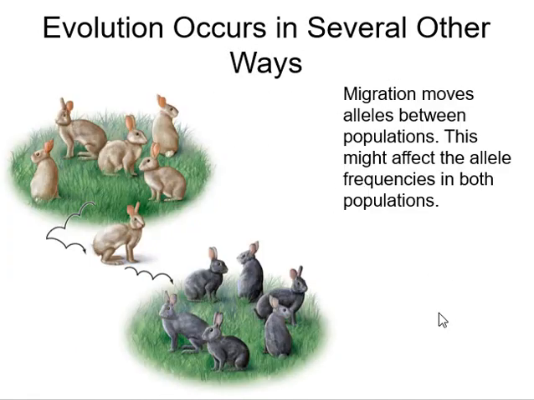Evolution occurs in some other ways. Migration. You can have two separate populations, and then sometimes individuals will migrate to other populations and begin breeding. And there you go. You get new alleles introduced into the gene pool.